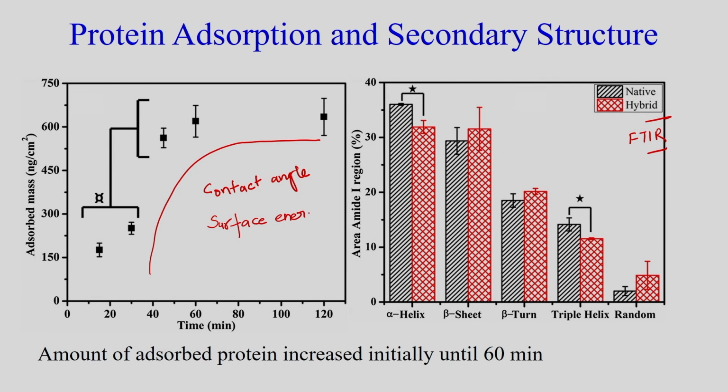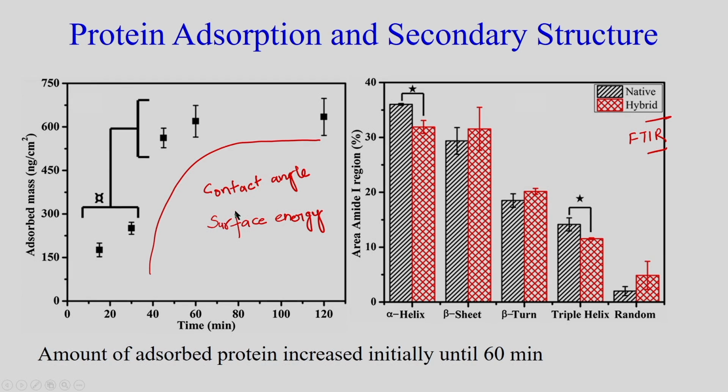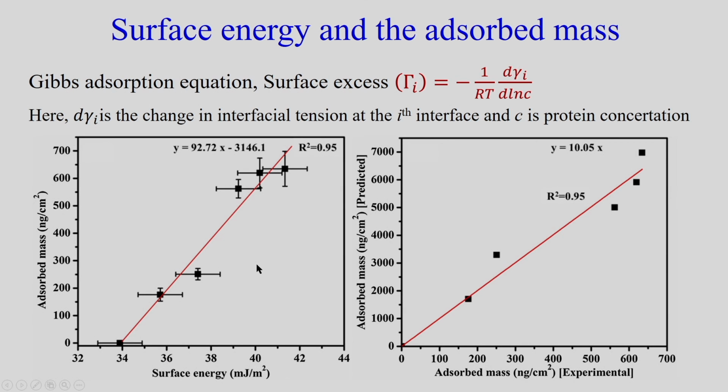So, why is this contact angle changing? This contact angle is changing because of the presence of the protein molecules. What the protein molecules are doing, basically, is altering the surface energy or the interfacial energy. So, if you measure the contact angle of two different liquids, we can calculate the surface energy. We have calculated the surface energy and adsorbed mass, and it is following, as expected, a linear trend.